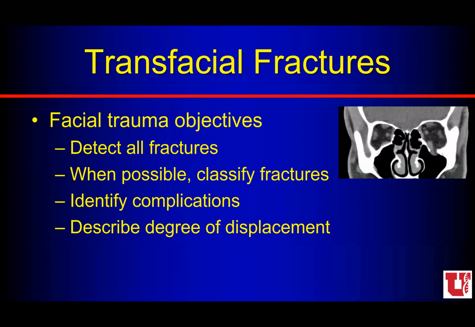So when we think about fractures around the face, specifically transfacial fractures, we want to detect all of the fractures. This is where it's very important when we're windowing the study that we window it specifically so that air is different than fat, so we can see where there's air and where there's fat. When it is possible, we want to think about those buttresses or supports and try to classify the fractures into these different groups. We want to look for possible complications and then describe the degree of displacement of the fracture fragments. Those are our objectives when we're thinking about facial fractures and different anatomic locations.